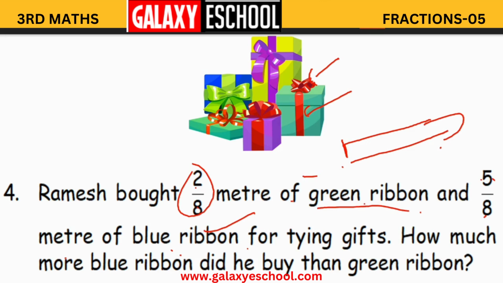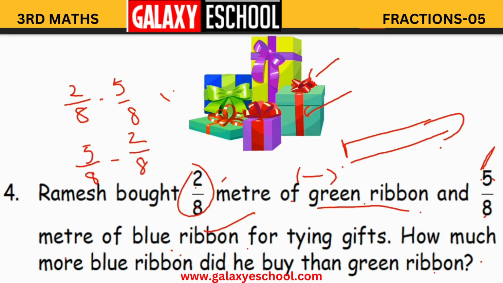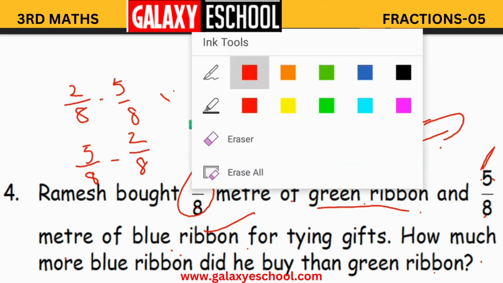How will we find this out, children? Yes, we need to subtract. Subtract what? Is it 2 by 8 minus 5 by 8? No, it is 5 by 8 minus 2 by 8. Here 5 by 8 is the bigger portion, so it should be written first, and then after the subtraction sign we should write 2 by 8, which is a smaller portion. Now when we subtract, we will get the difference between the length of the 2 ribbons.